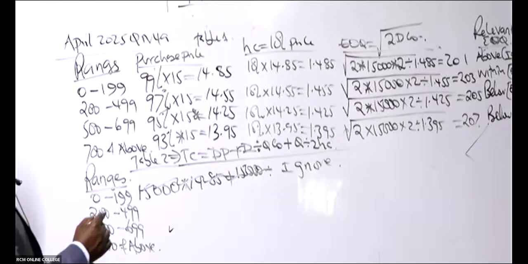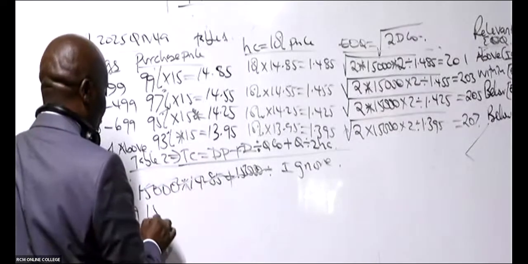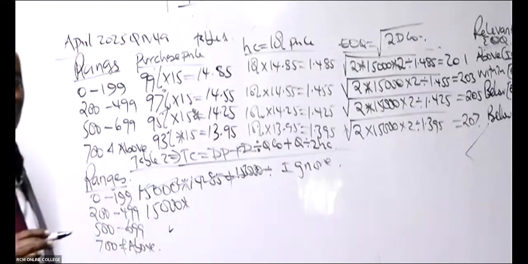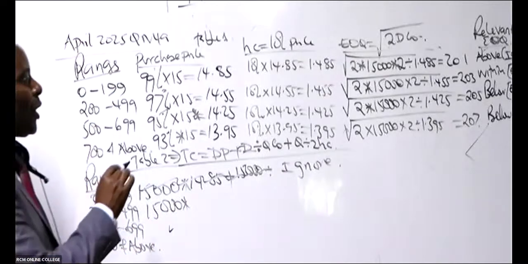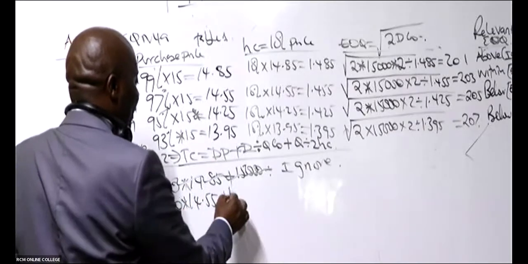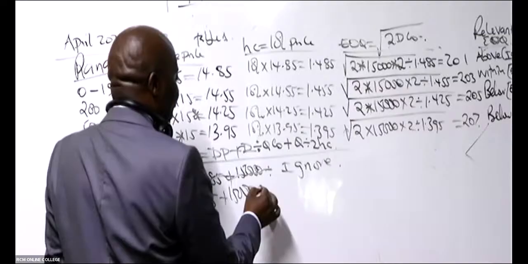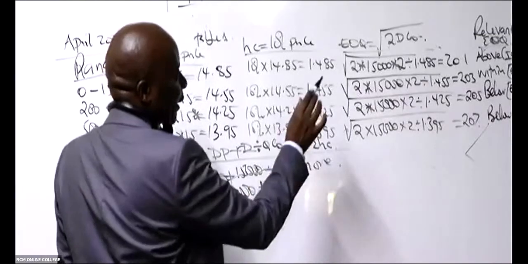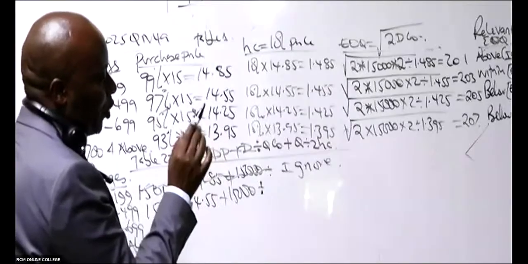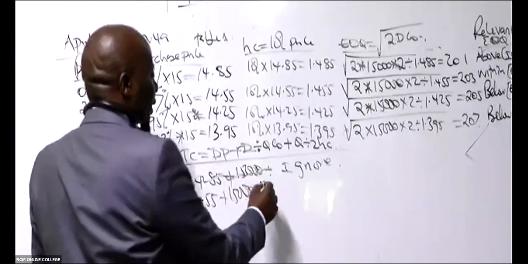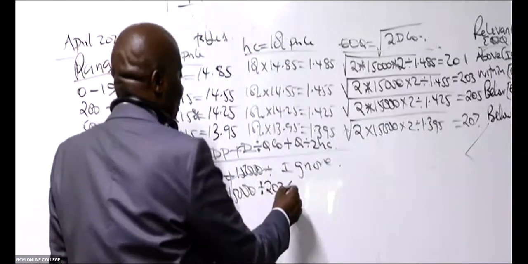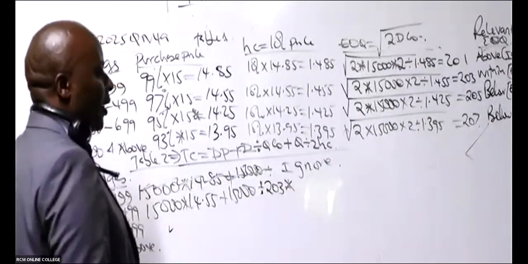Range number 2, we shall take the annual demand of 15,000. How about the price? The price for range 2 is 14.55, isn't it? Plus this annual demand divided by the second quantity there. Within the relevant EOQ, you have said the EOQ is 203, isn't it? Times cost per order. What is the cost per order?